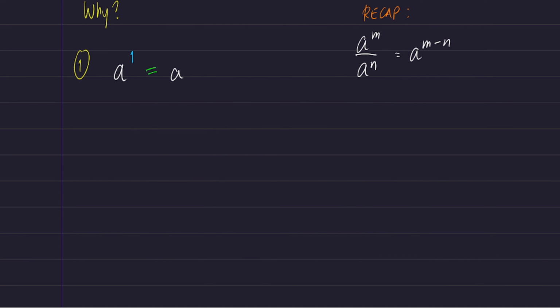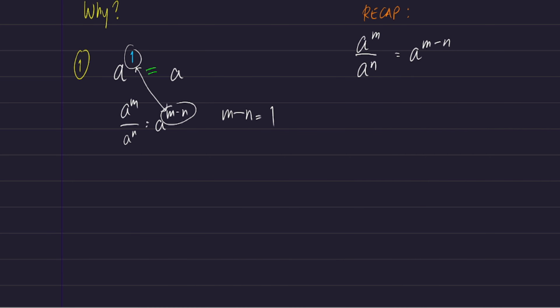Unahin na natin, A raised to 1 equals A. Bago yan, let's have a recap. At ito yun, A raised to M over A raised to N equals A raised to M minus N. So, let's have it here. And since we are using this, alam natin na M minus N ay equal sa 1. Kasi gagamitin natin tong property na to para ma-solve to. So, we have an equation now na M minus N ay equal sa 1.